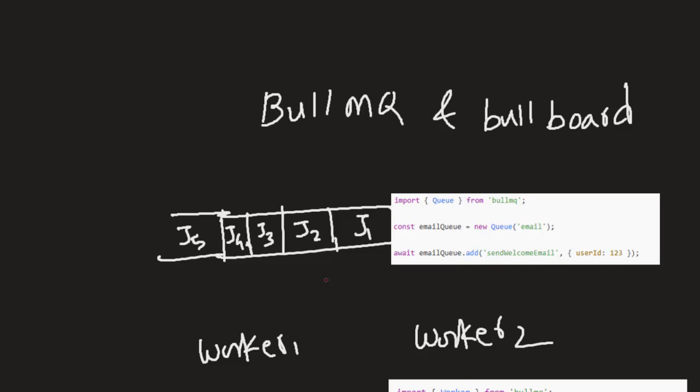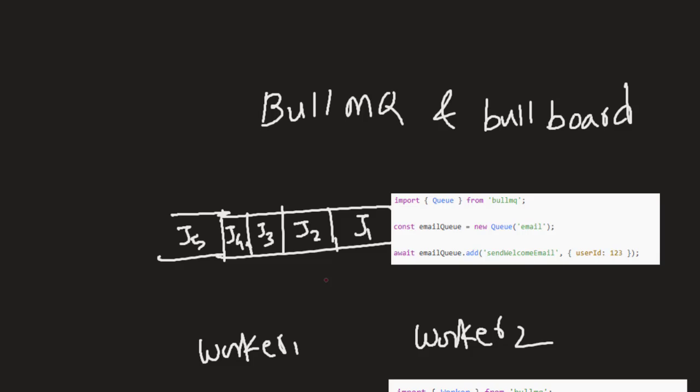Let us try to understand how to implement queues using Bullmq and Bullboard in Node.js. We will also understand the foundational concepts in these queues. So in a typical queue, what happens is that we have a queue and we insert the jobs in it, and then there are workers which pick up these jobs and process those jobs.